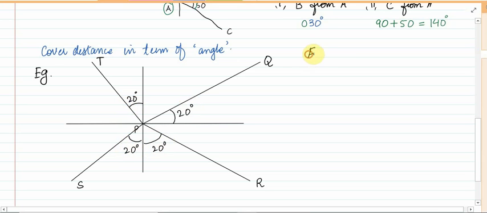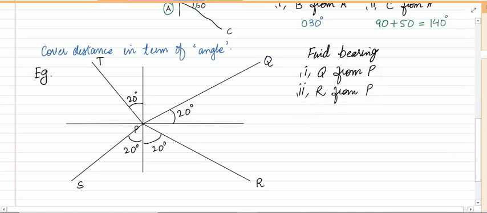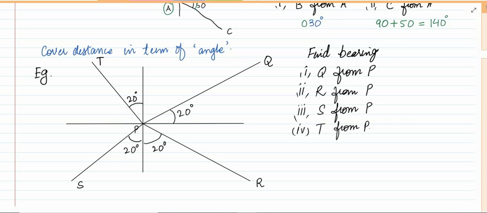It says find the bearing. Part 1, Q from P, part 2, R from P, part 3, S from P, and part 4, T from P. So there are 4 parts, 4 lines. So we need to find the bearing of each individual line, starting with the first.